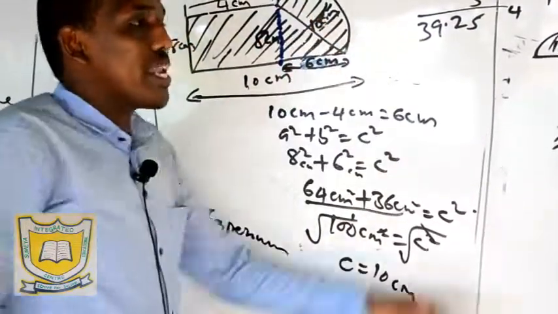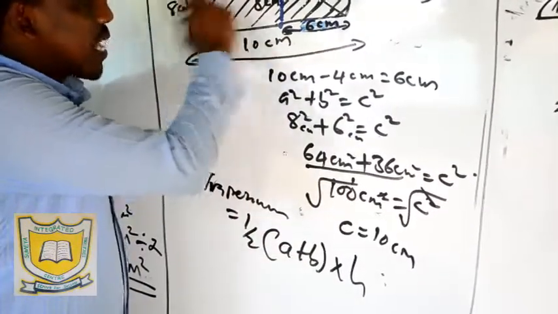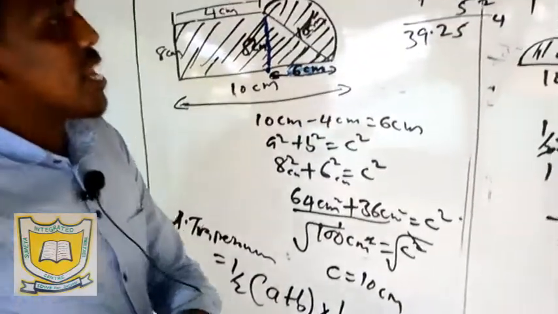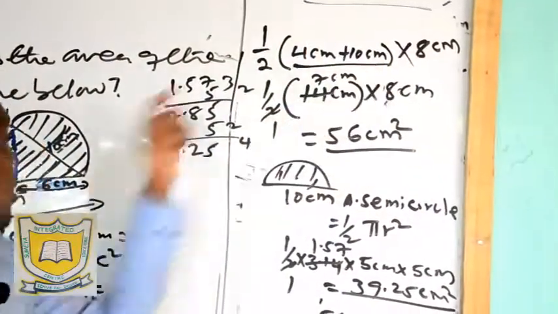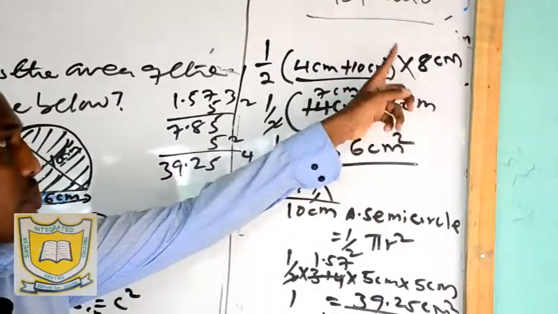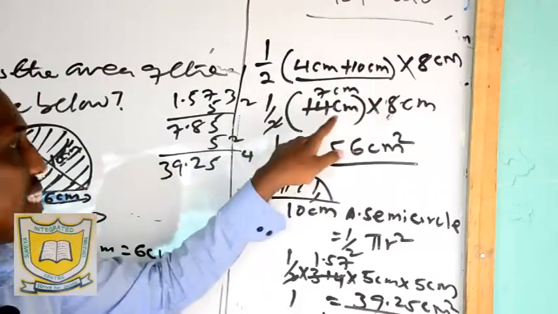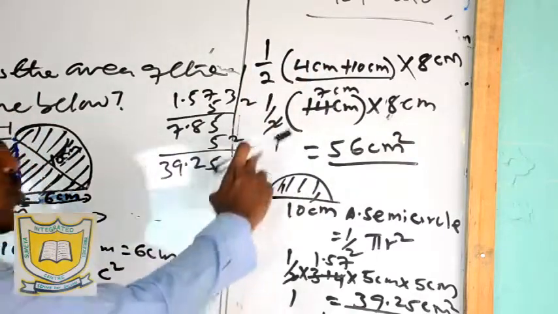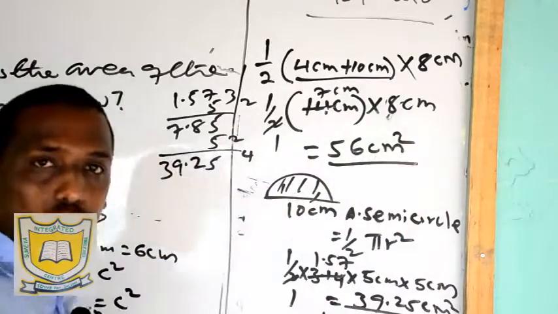So the hypotenuse will be the diameter of the semicircle. Now the area of the trapezium is equal to a half into bracket A plus B times height. A half into bracket 4 plus 10, the long line, 10 centimeters, times 8. We add 4 plus 10 is 14. So a half into bracket 14 times height, which is 8. By 2, 1, by 2, 7. 7 times 8, 56 centimeter squared is the area of the trapezium.